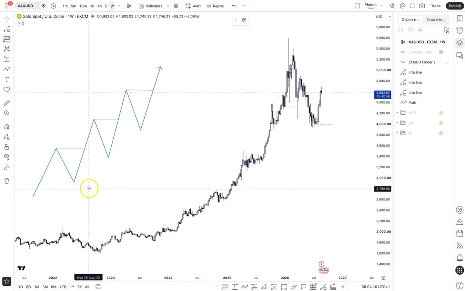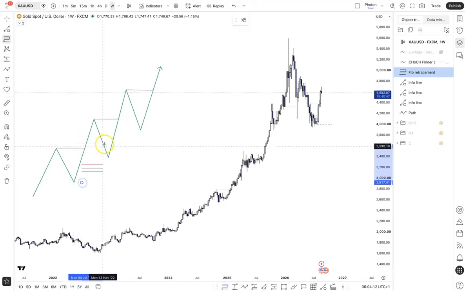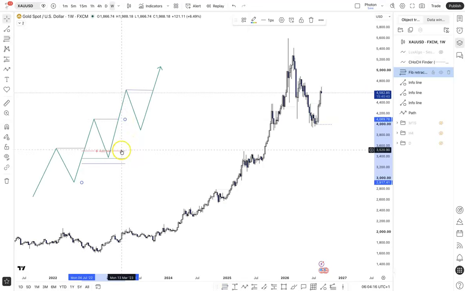So if I just take the Fibonacci tool and measure this, you can see that this is the 50% line, this is 61.8, this is 70. So we generally have a pullback if it is deep enough, and deep enough for me means it should be at least below 50%, and then we can go up.